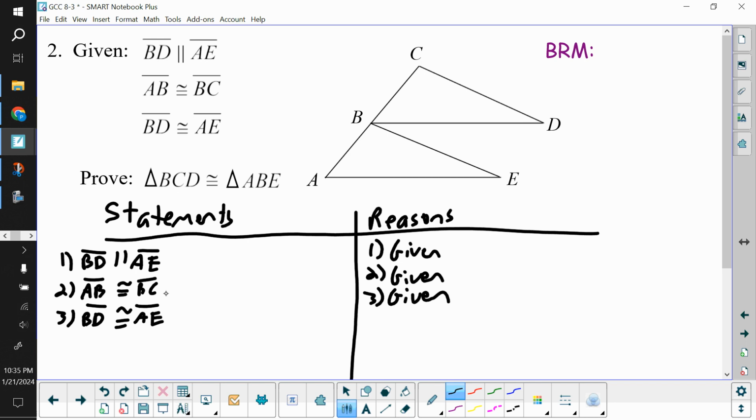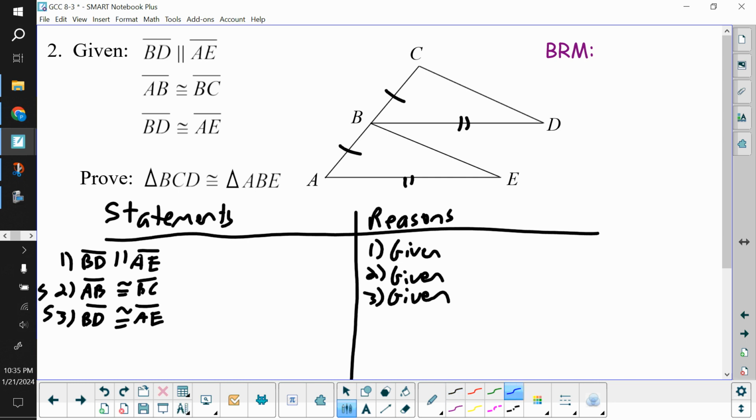So we had two sets of things congruent, AB congruent to BC, I'll put one tick mark on those, and then we've got BD congruent to AE, and I'll put an S next to each of those. Our other given we have is parallel. So let's look first to see if we have congruent alternate interior angles.